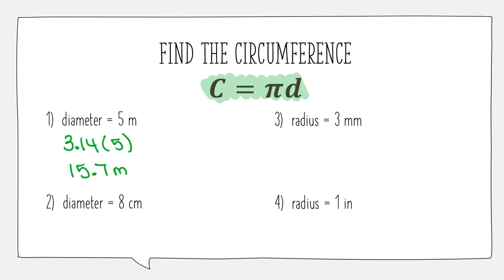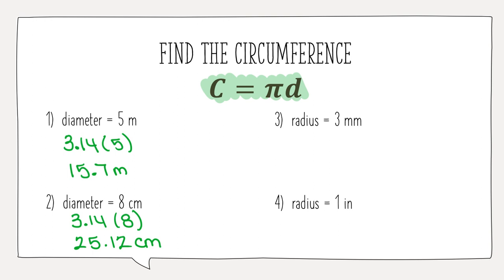Number 2, we have a diameter of 8 centimeters. How are we going to find it? You would do 8 times 3.14. Very good. So pi times the 8. And what did you get? 25.12. Very good.